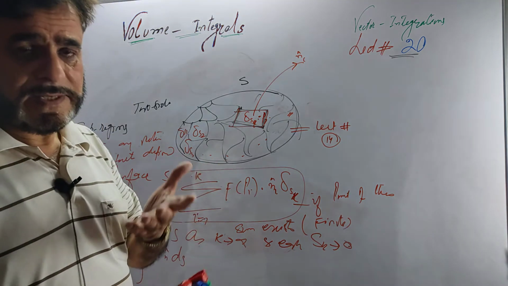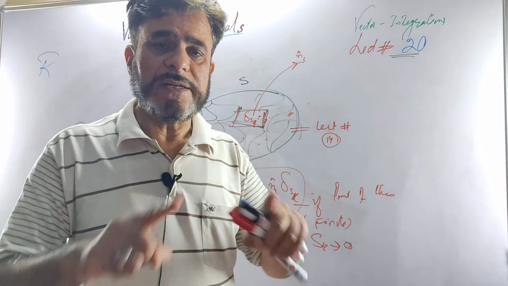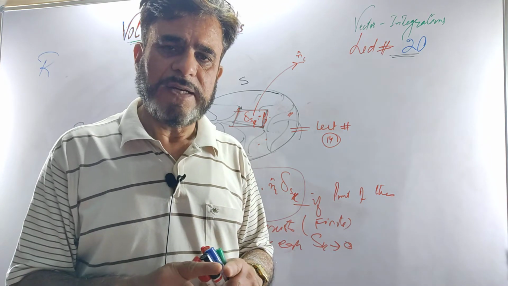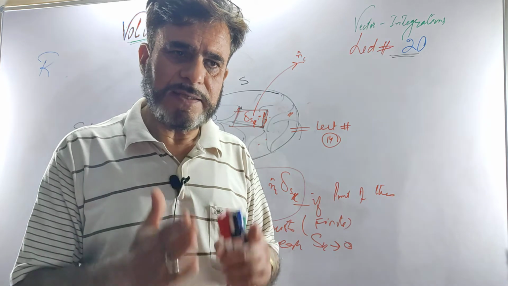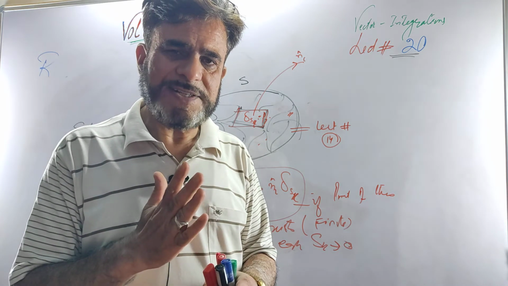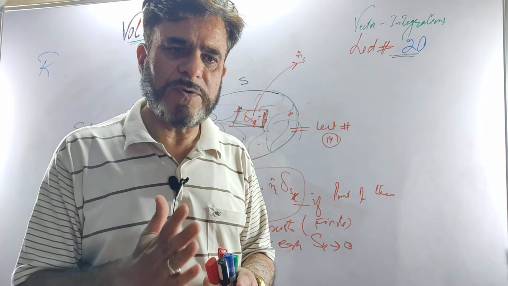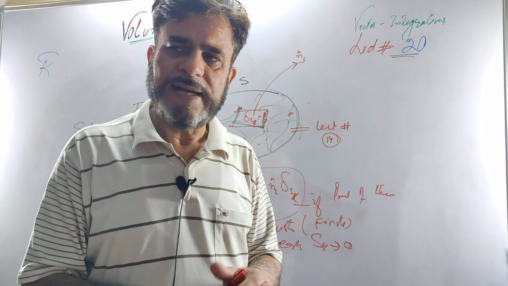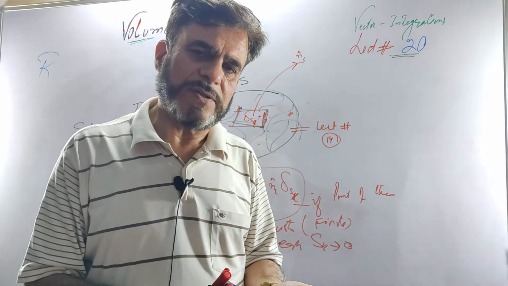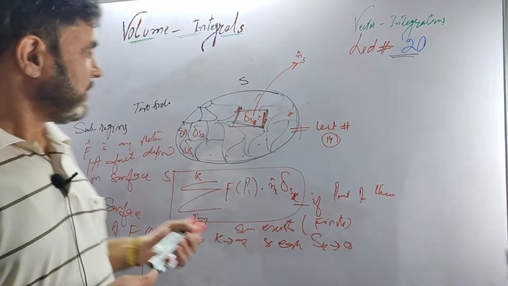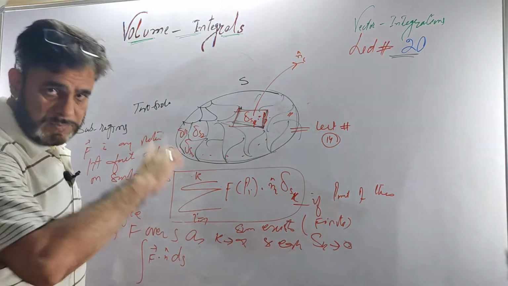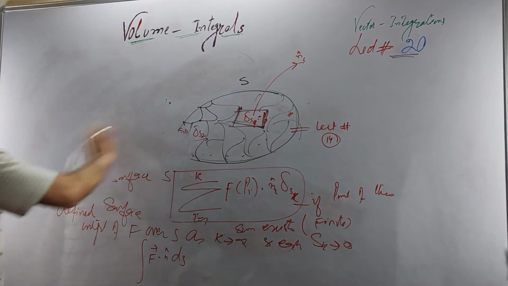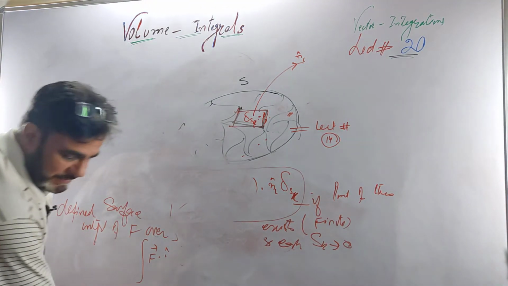And in the case of volume, we consider the volume of a certain cube or any closed surface. We make smaller volumes, then let these small volumes tend to infinity in number. If that limit exists and is finite, it gives some integral, which will be called the volume integral. So now we come to the volume integral. How do we define this volume integral?